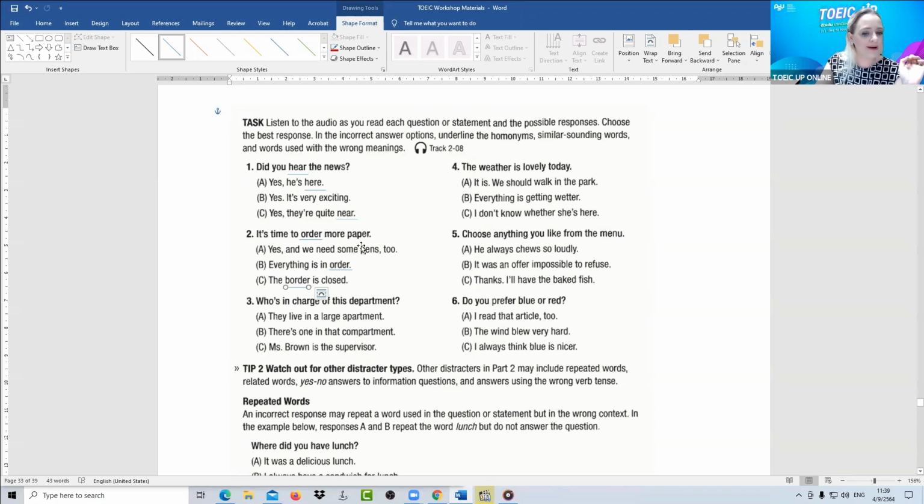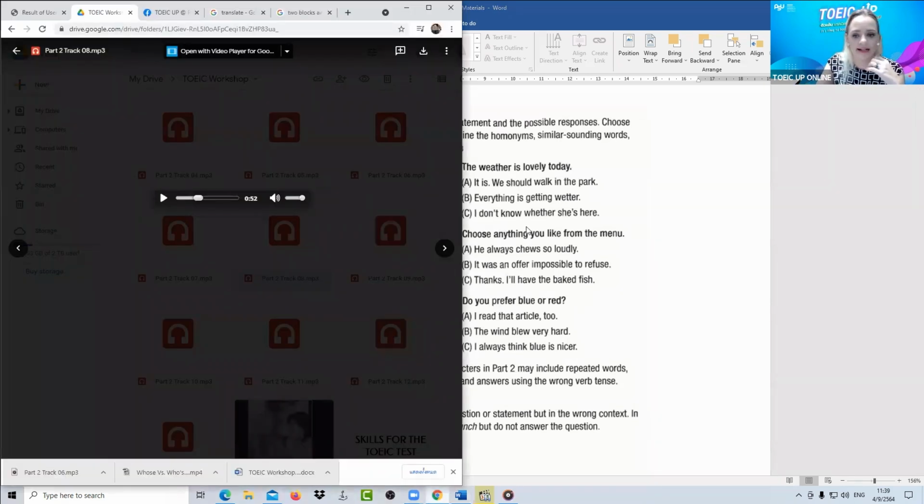Okay, so paper and pens usually go together. And when you say you need some pens too, that means you also need to order pens. So you'll notice how when you underline the others, you're taking them out and usually leaving yourself with the answer. Let's look at number 3.